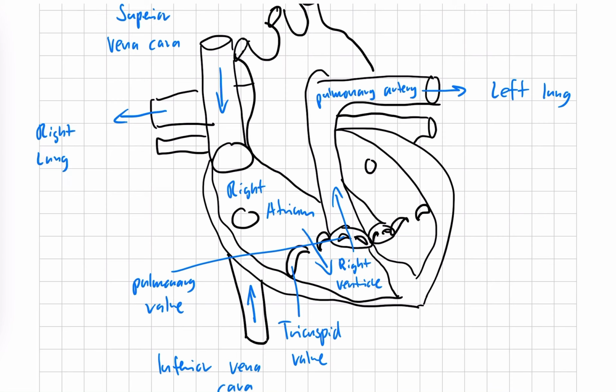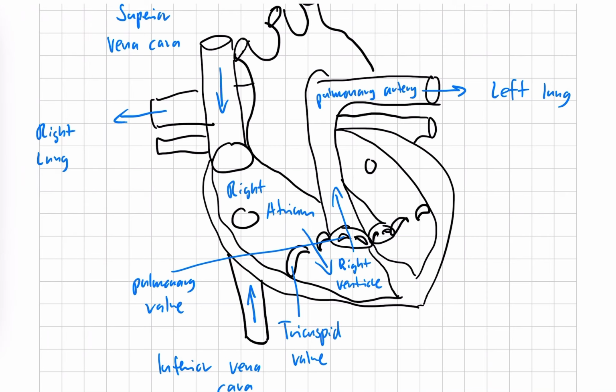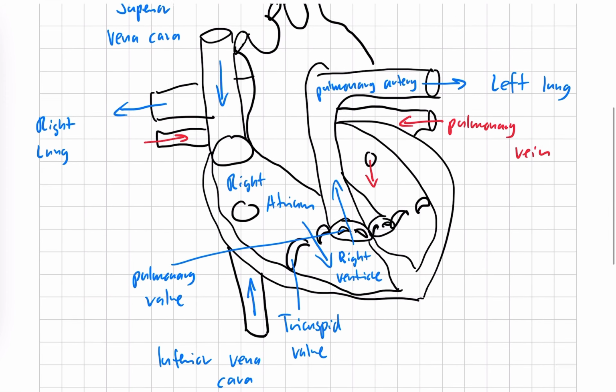And this is where in the right and left lung, the deoxygenated blood gets oxygenated again. So now we're going to draw it in red. And it returns to the heart through the pulmonary vein. So through the pulmonary vein, the oxygenated blood comes back to the heart. It comes out here in the left atrium.